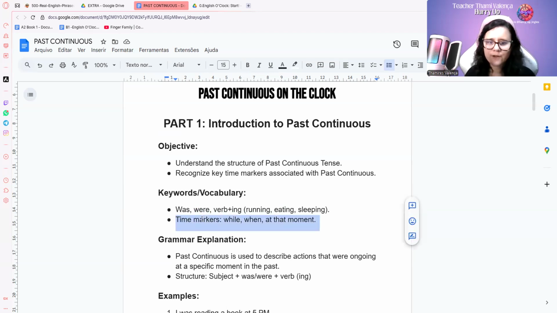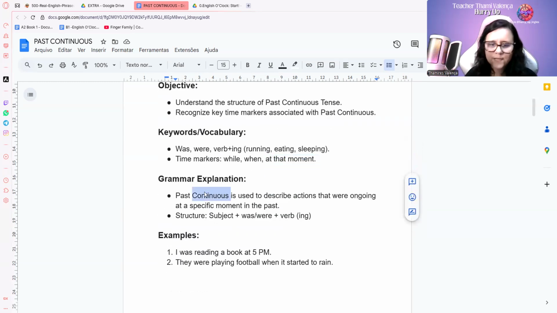The time markers are while and when, also at that moment. While and when are more commonly used when we see sentences in the past continuous tense. The past continuous tense is used to describe actions that were ongoing, that were happening at a specific moment in the past. So, in other words, the action was in progress at a certain time, a certain moment in the past.